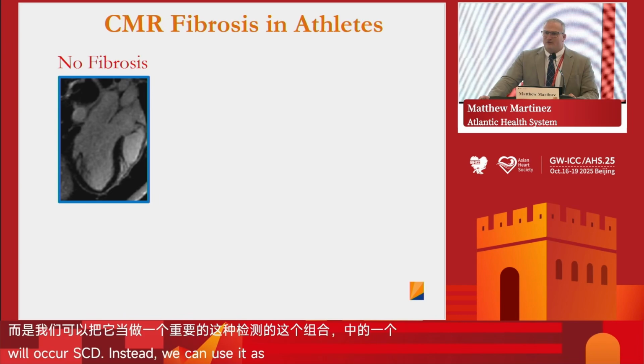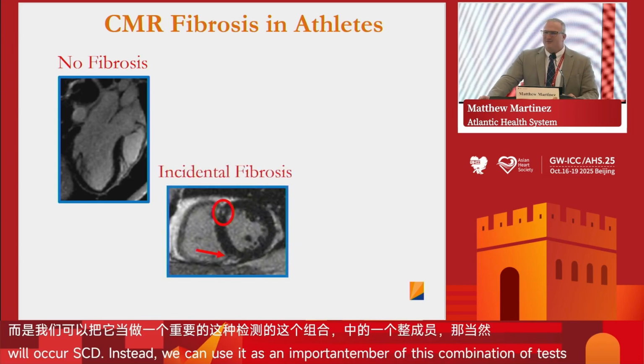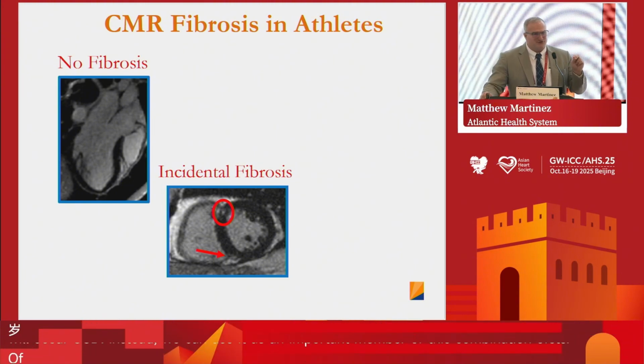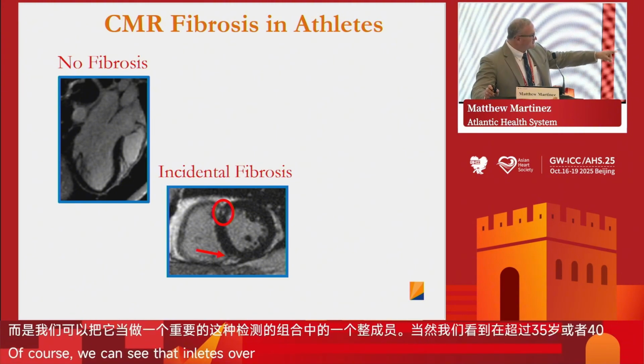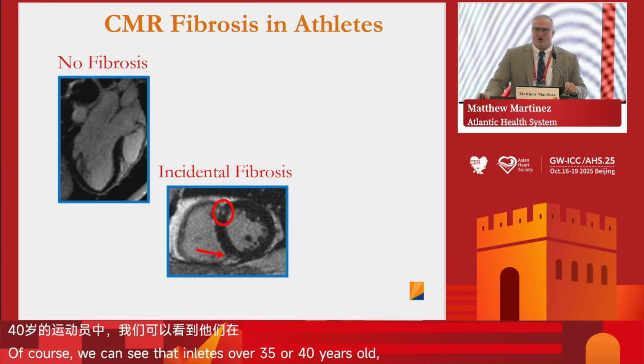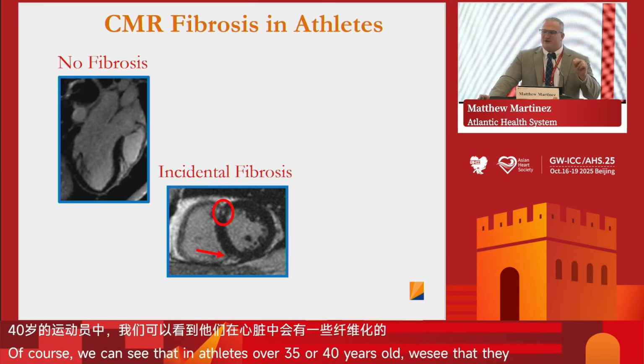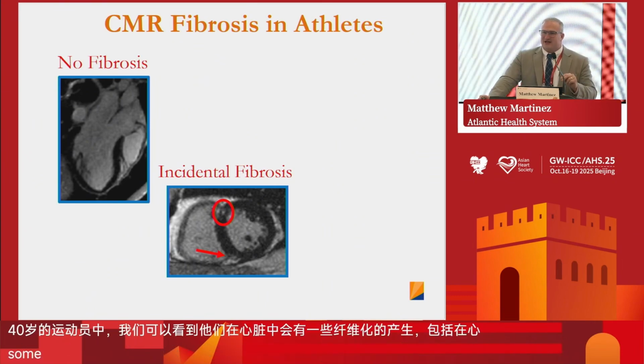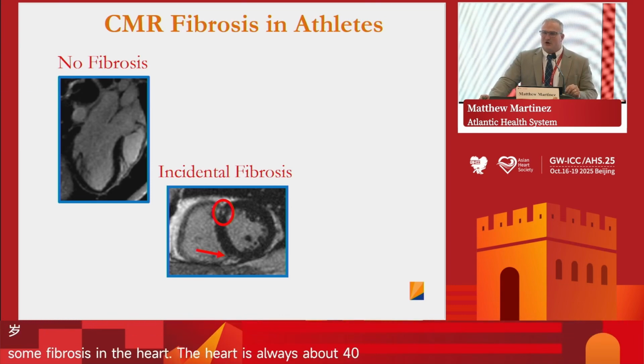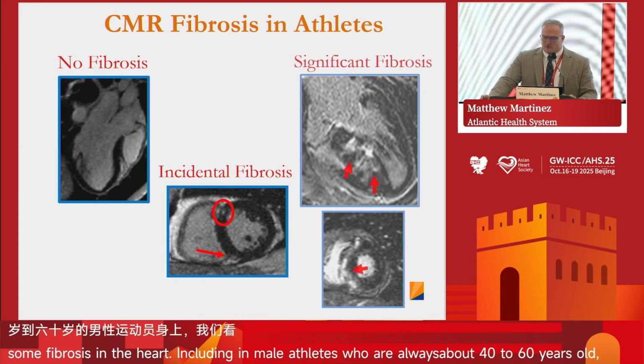In the athlete over the age of 35 or 40, you might find incidental fibrosis, what we often refer to as dots and spots, those small areas at the RV insertion or in the midventricular wall. These are commonly found in 40 to 60-year-old male endurance athletes, but under the age of 30 or 35, if you find scar, it is pathologic until proven otherwise.